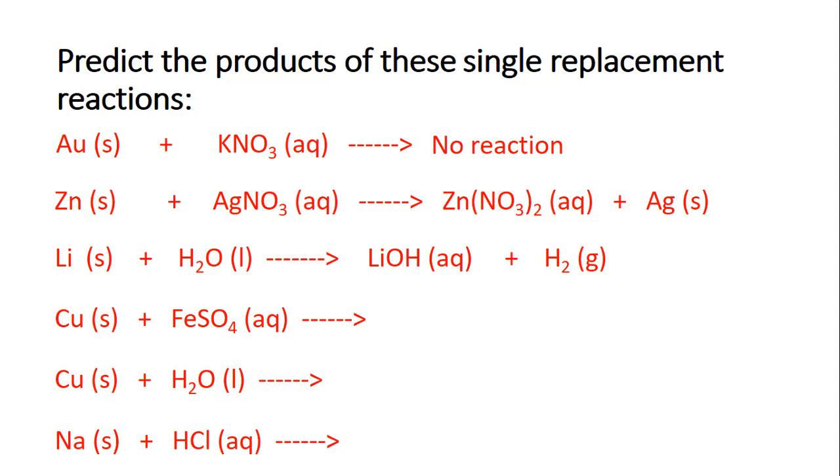Our next reaction involves solid copper being added to a solution of iron(II) sulfate. Stop and consider if it occurs. If it does, correctly write the products. If it does not, write no reaction. This chemical reaction would not occur. Copper is too stable of a metal. It cannot replace iron in the aqueous solution.